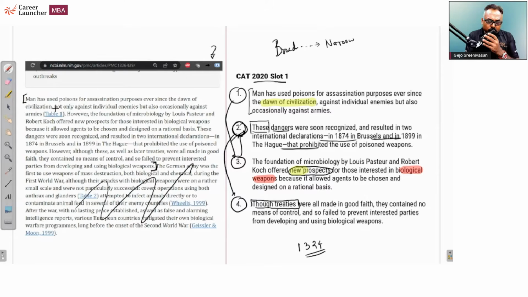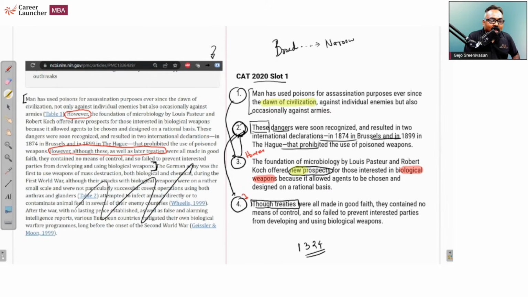Now, if you look at the source here, we need to understand the question setter's purpose at this point in time. Man has used poison for assassination purpose ever since the dawn of civilization, not only, okay, for sentence. Look at this word. However, oh my God, that is missing. There was the word however here. The question setter decided, I'm going to remove it. Okay. Then look at this. These dangers were soon recognized. Okay, that's perfect. However, also these, as well as later treaties missing.